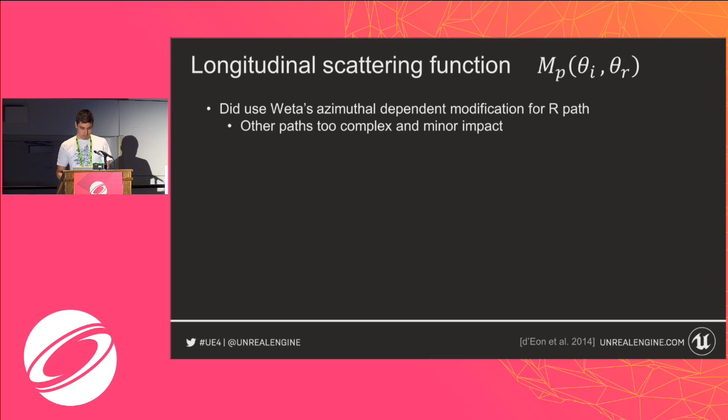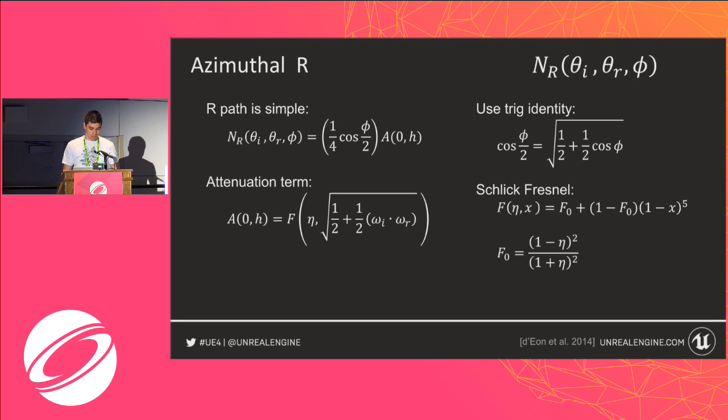We did end up using the azimuthal dependent modification from their follow-up paper. For the R path, at least, this is cheap enough and looks slightly better. For other paths, it's too complex and does not have big enough impact to warrant its use. The azimuthal function for R is fairly simple. The distribution function is just cosine half phi. Using a trig identity, we can skip any inverse trig functions. The attenuation is just the Fresnel function with the input shown here.